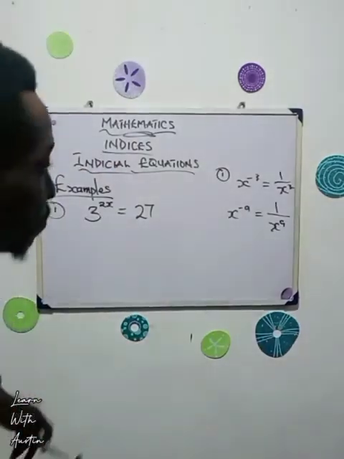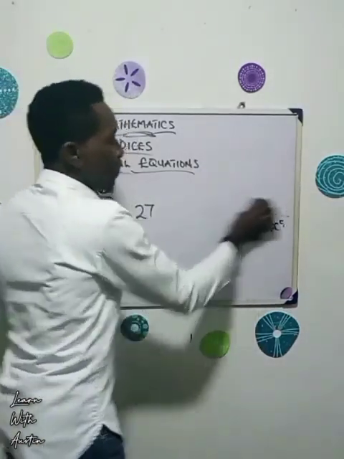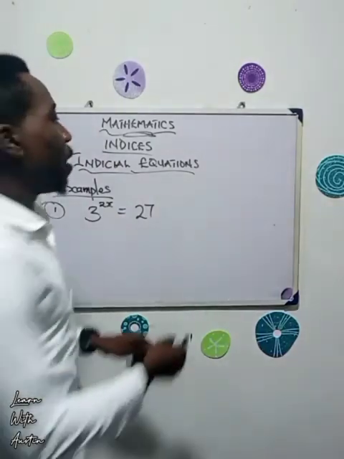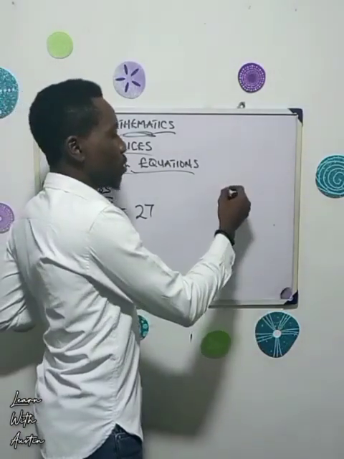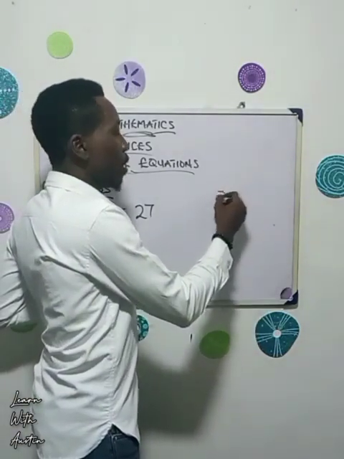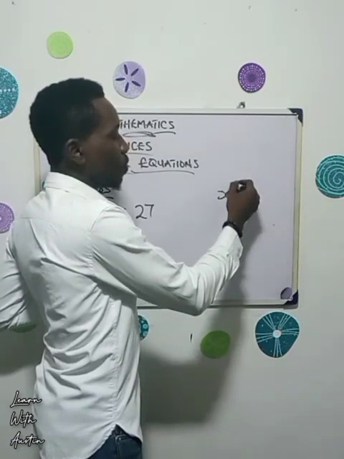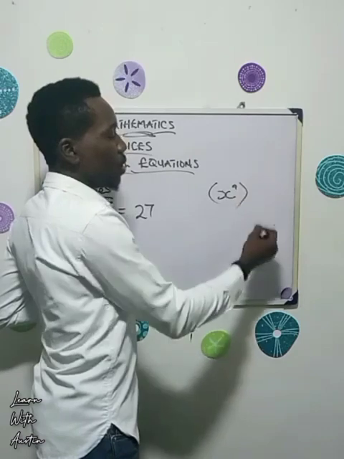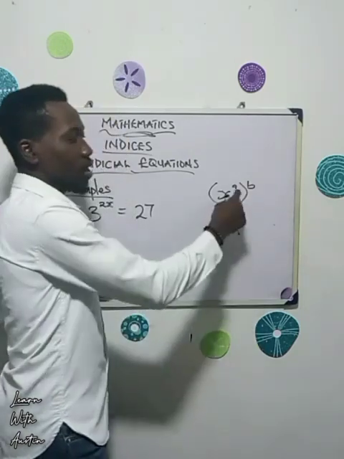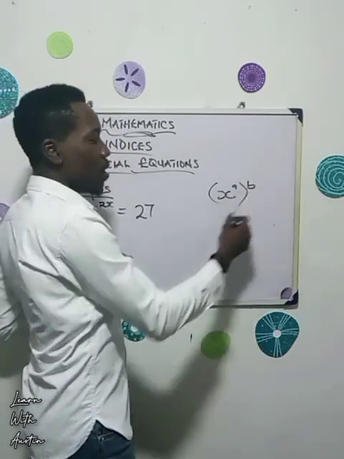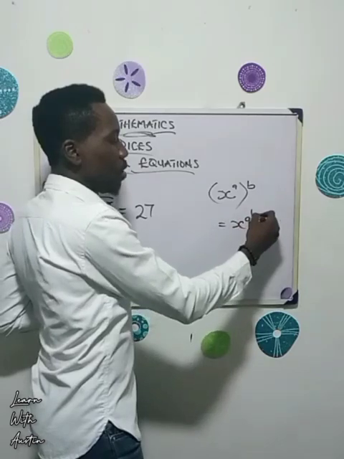So that's that one. We also have this one that says x raised to the power a, in brackets, raised to the power b. Now these powers will multiply, right? And then you have x raised to the power ab.